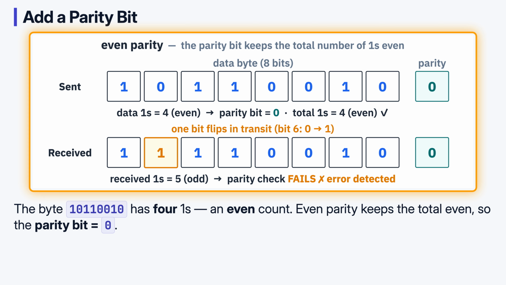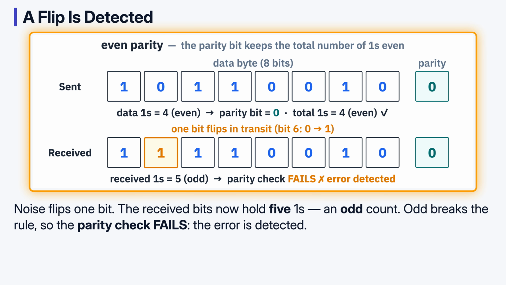Even parity means the total number of ones, the data bits plus the parity bit, must be even. The data already has 4, so the parity bit is 0. You send 9 bits, and the total number of ones is still 4, which is even. That even count is the promise the receiver will check.